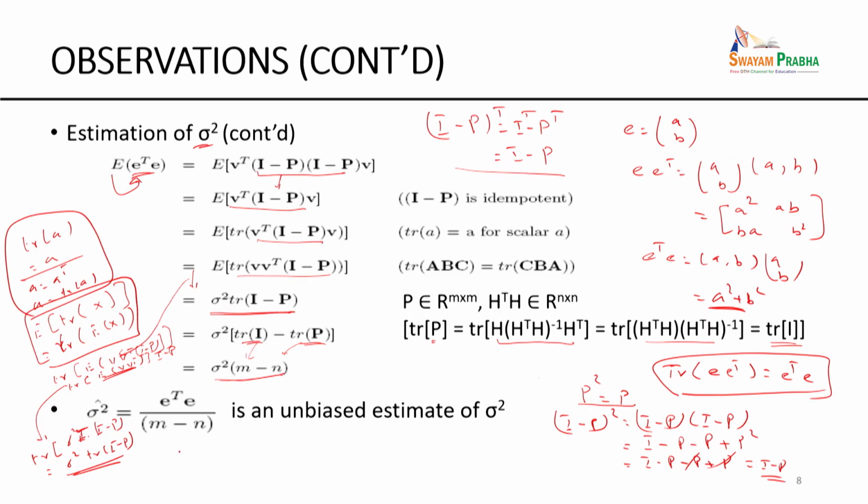Therefore, the estimate of sigma square, which is given by this estimate, is an unbiased estimate of sigma square. So if I have a linear least square problem, I can have two versions. One, assume sigma square is known, and do the analysis. And using the same analysis, I can also use the least square estimate to estimate the variance of the observation noise, under the assumption that R is sigma square I. That's an important conclusion.